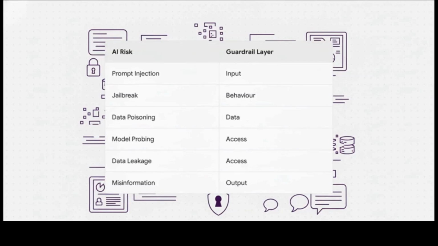Prompt injection stopped at the input layer. Jailbreak blocked by the behavior layer. Data poisoning is caught by the data layer. Both probing and leakage are handled by that access layer. And finally, misinformation is corrected at the output layer. It is a perfect picture of what we call a defense in-depth strategy.